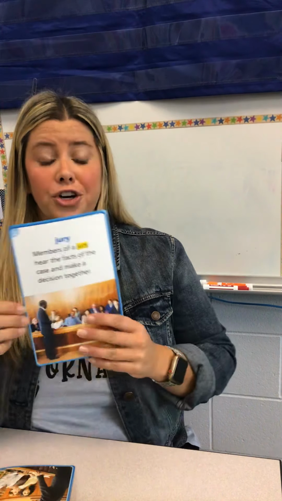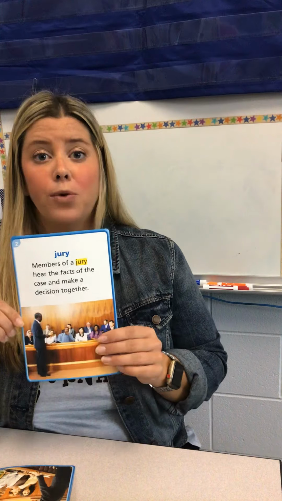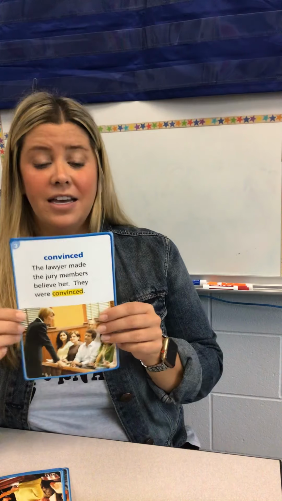As you are reading, you'll also notice some of your words are highlighted in yellow, and those are our vocabulary words. So I'll quickly go over those. Our first word is trial, and a trial is a meeting in court to decide if someone has broken the law. Our second word is jury, and a jury is the group of people who make the decision in a trial. So the judge and the jury work together to solve the problem. Number 3 is convinced. And if you convinced someone of something, that means someone made you believe or agree to do something.